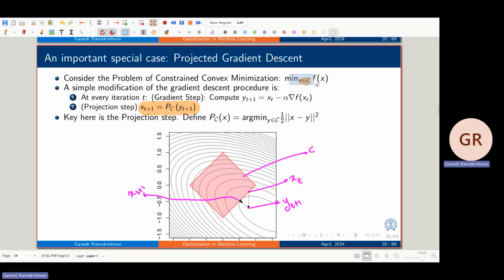The min over x in C of f of x can be written as computing y_{t+1} using your gradient descent or favorite accelerated gradient descent, and then use this y_{t+1} to project and get x_{t+1} using this projection operator. Okay, I've kind of depicted all of this on the slide as well. x_t here is y_{t+1}, and then you go back to x_{t+1}.